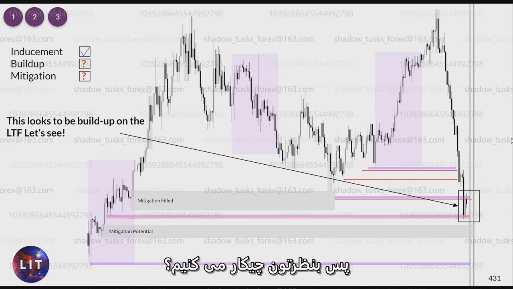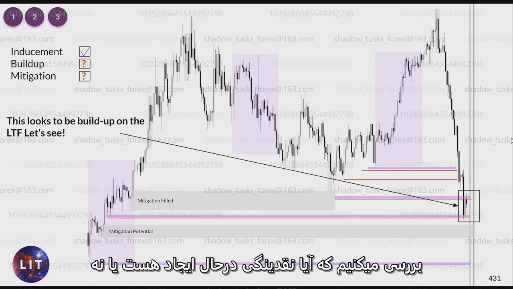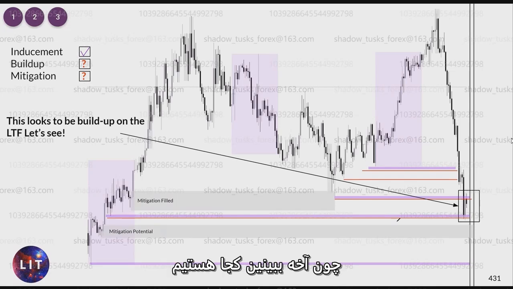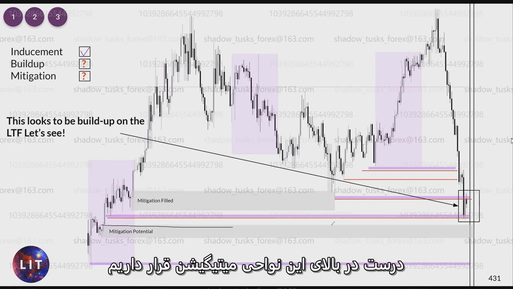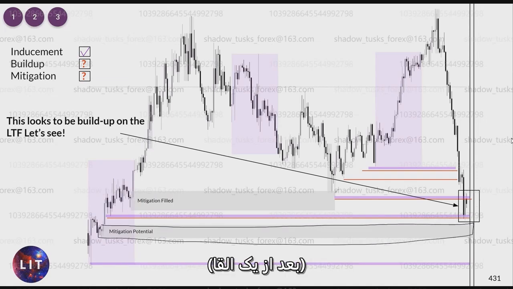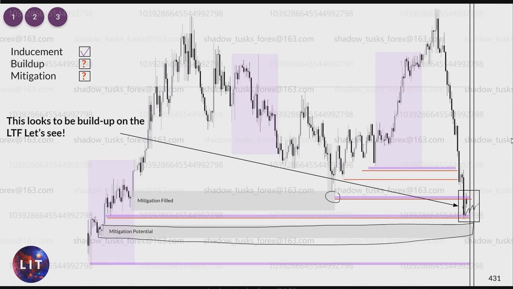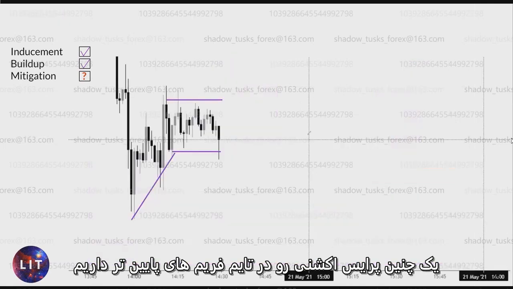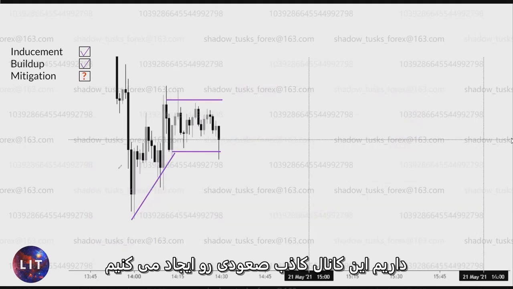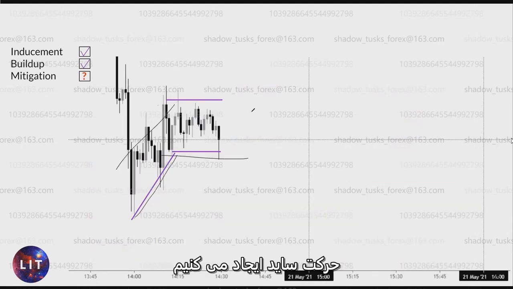So guess what we do? We take a look at if there's a build-up, because look where we are. We're right above this mitigation area after an inducement. So what should happen next? Build up, inducement into the mitigation. So guess what? We're having this sort of price action here in the lower time frames, creating this false channel up, creating sideways action. So what should happen?